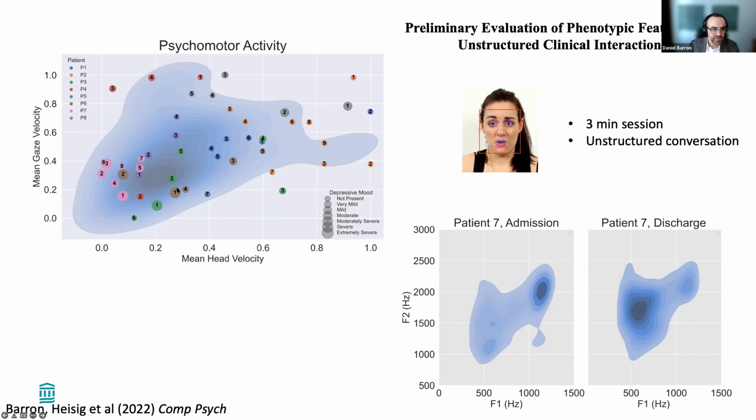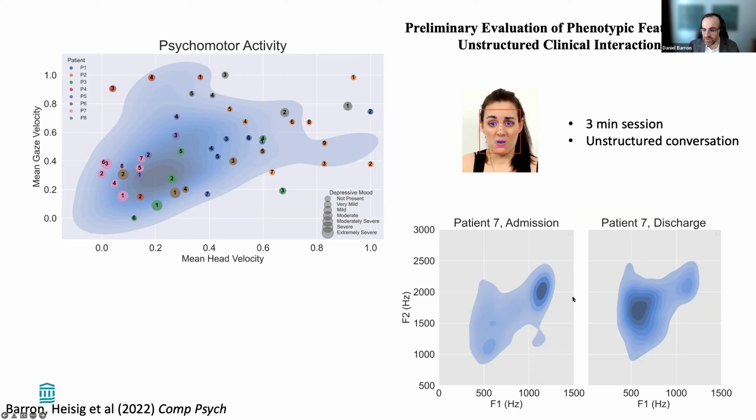And we found that the diameter of the circle here is related to depressed mood. So the bigger the circle, the more depressed. And then head velocity, how quickly they're moving their head around, is along the X. And along the Y is the gaze velocity, where their eyes are looking. And so we see psychomotor slowing, which is associated with depression. And as that psychomotor slowing decreases, or rather as they start to move more, overall patients appear less depressed. We thought this was pretty cool.